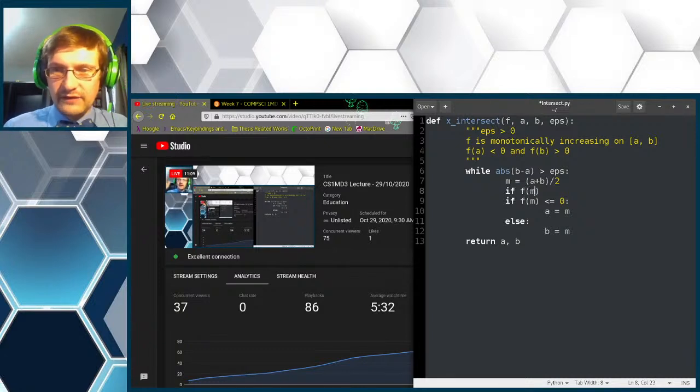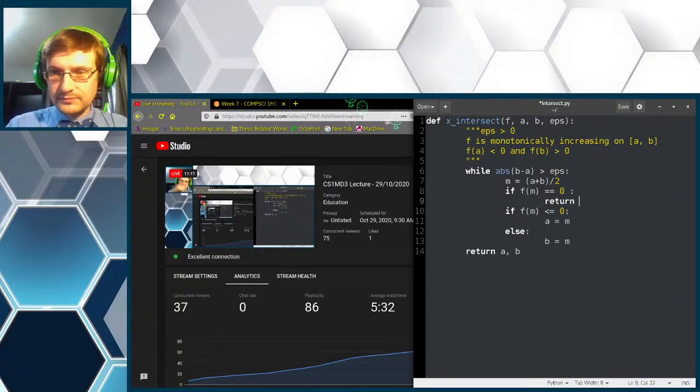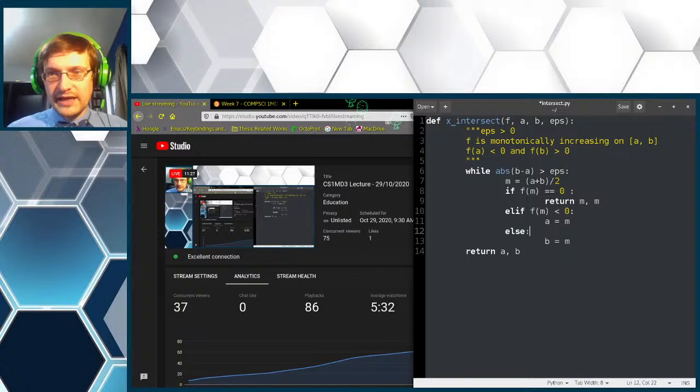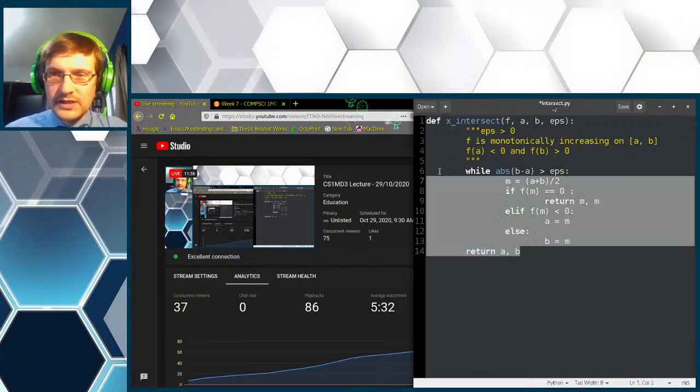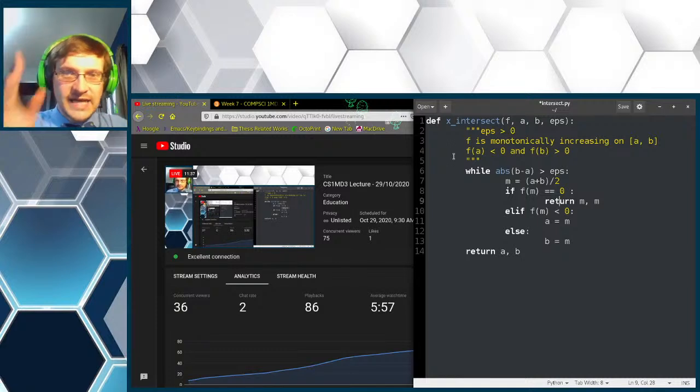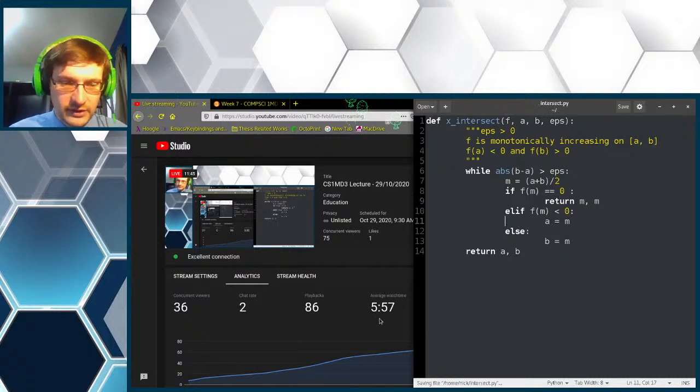So if f at m is equal to 0, you could return m comma m, because we found it exactly. If f at m is less than 0, do that, and in the other case, there you go. So that's a slight modification of the algorithm which takes into account the fact that you might actually hit the x-intersect exactly when you calculate m. This is a reasonably uncommon occurrence given that we're working with floating point numbers, but there you go.